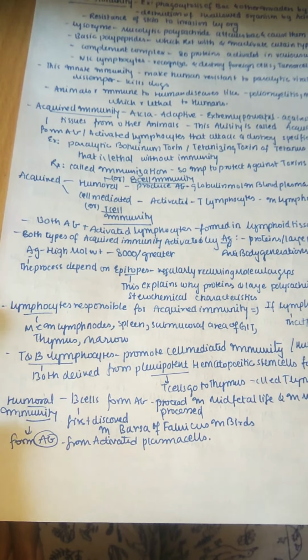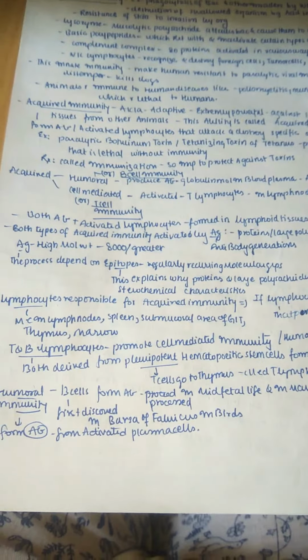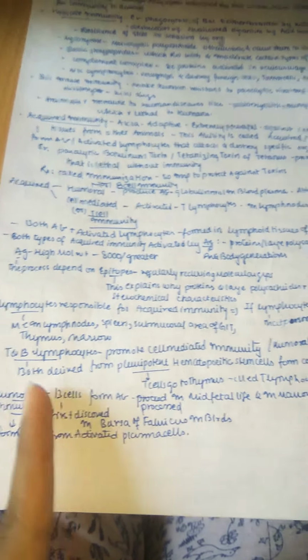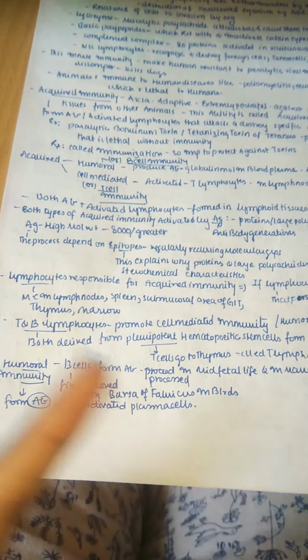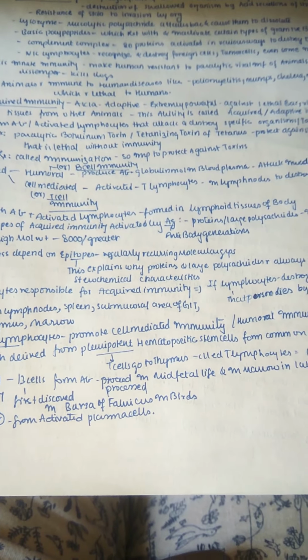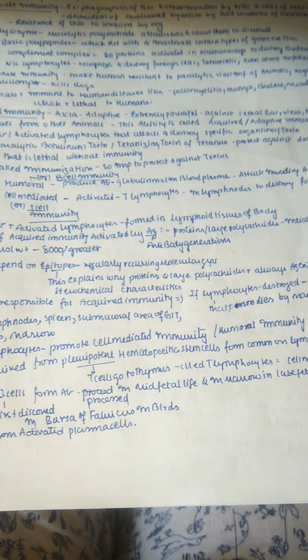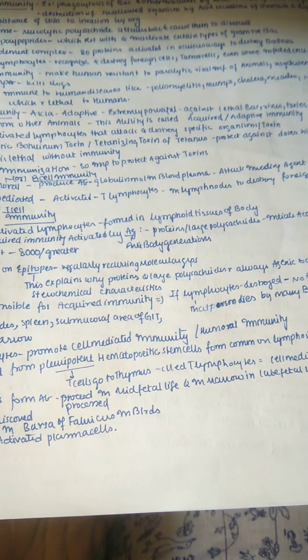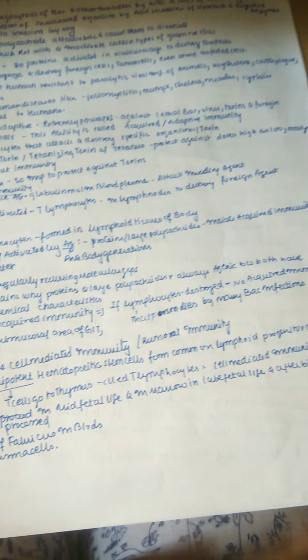T and B lymphocytes promote cell mediated immunity and humoral immunity. Mainly T cells are known for cell mediated immunity, and B cells for humoral immunity. Both are derived from the pluripotent hemopoietic stem cells, as you have already seen in our WBC lectures. First the pluripotent hemopoietic stem cells form the multipotent myeloid and lymphoid stem cells, which form the common lymphoid progenitor cell, right?